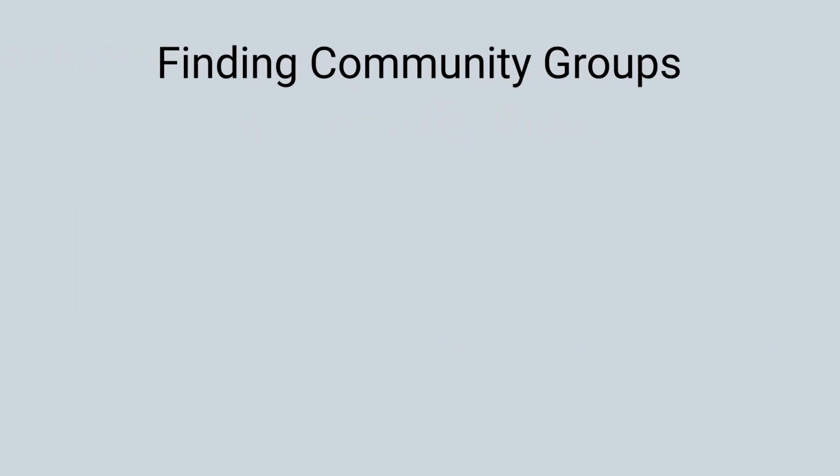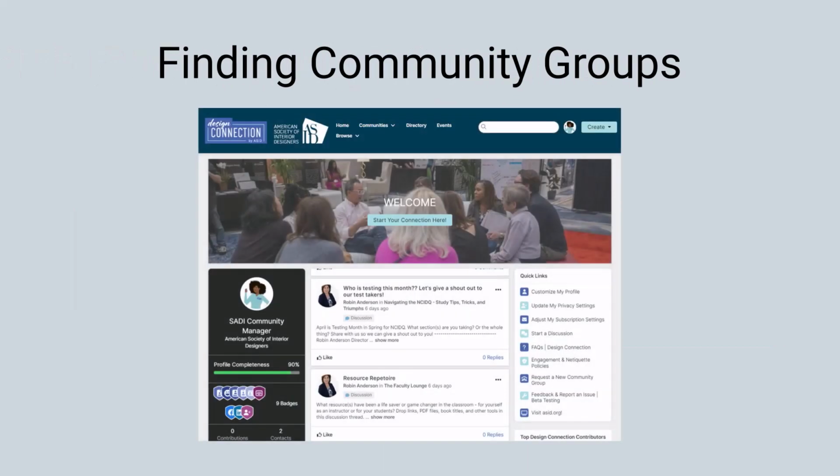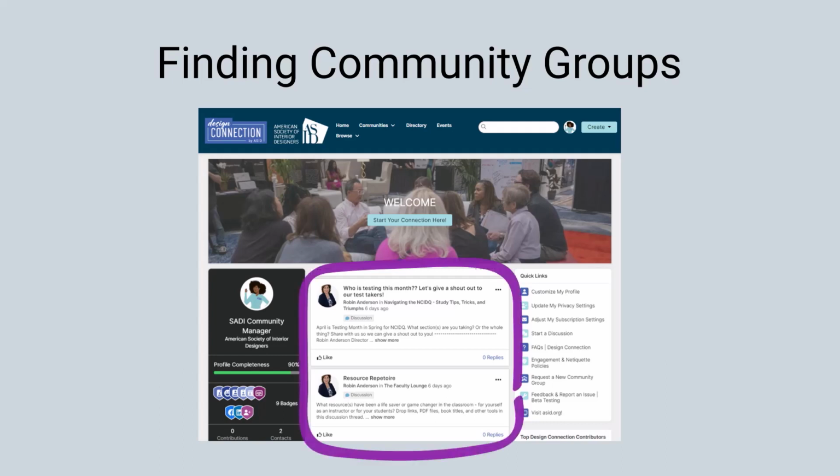There are a few ways in which you can find community groups in Design Connection. On the member homepage, scroll through your activity feed. Your activity feed displays the latest content from all community groups you have joined and have access to viewing. If you find a post to a community group you are not a member of, but you want to join it, click on the community group's name and follow the prompt to join.